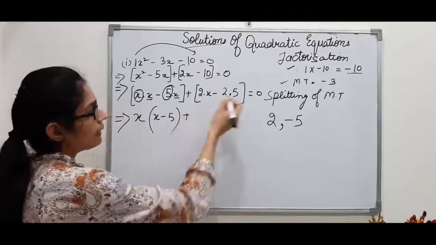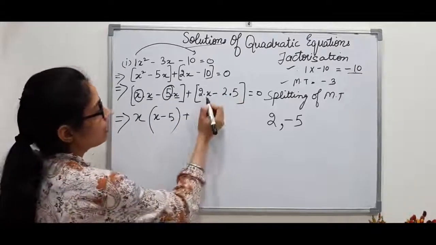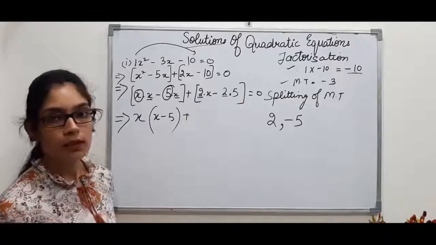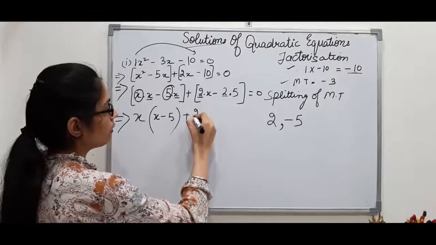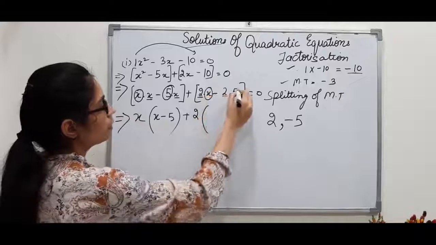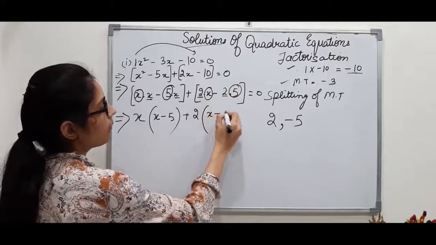Plus, now I will take common from these two terms. I can see 2 is present in both the terms. So 2 I will write outside, and the remaining terms I will write inside, x minus 5.